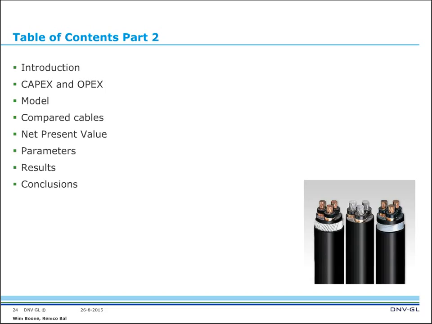I'll first tell you a little bit about the life cycle cost analysis. Then I'll discuss the CAPEX and OPEX involved in a cable. We built a model, which I'll explain. We'll discuss the cables that we compared for this analysis. Then we used the methodology of a net present value, which I will briefly explain. We've used some parameters for that. Then we have the results and the conclusions.